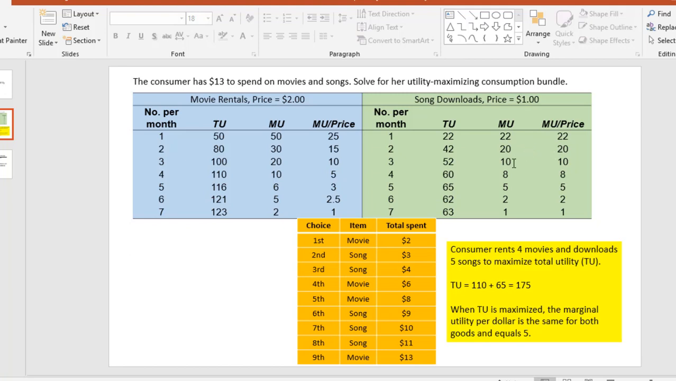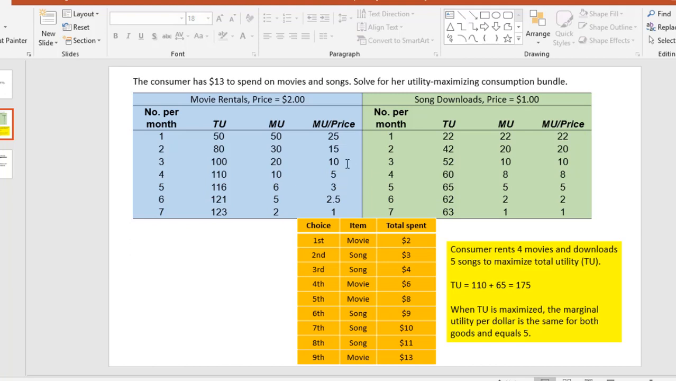And we want to find the optimal consumption bundle. If she has $13 to spend, how many movies should she rent during the month, and how many songs should she download? The way we're going to do this is we're going to use marginal analysis. We're going to look at the thing that gives us the most value, or bang for our buck, and that is going to be the marginal utility divided by price. That is what I consider the bang for the buck.